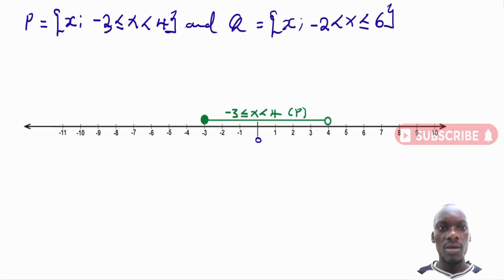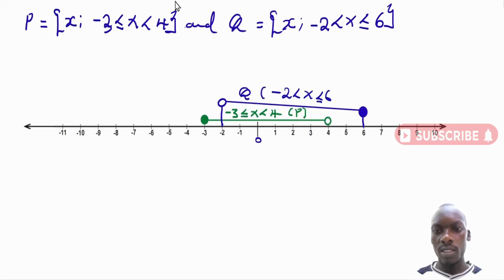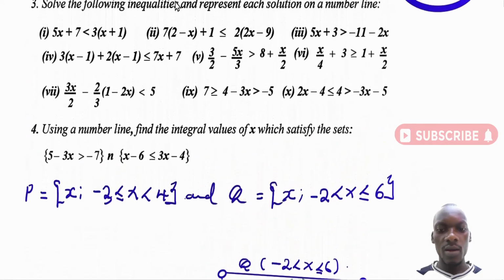Then for Q, let me use blue. We trace where negative 2 is, and draw a small circle there. Then 6 is here, and we also draw a small circle. Which one should be shaded? It is the one at 6, because of the less than or equal to. Then we join these two. This is Q, which is negative 2 less than X less than or equal to 6. This is how we have represented them.